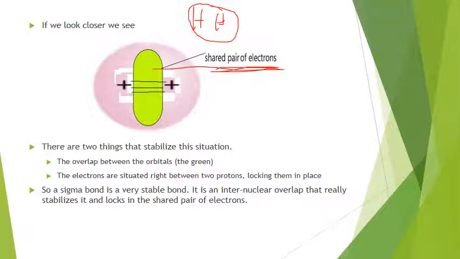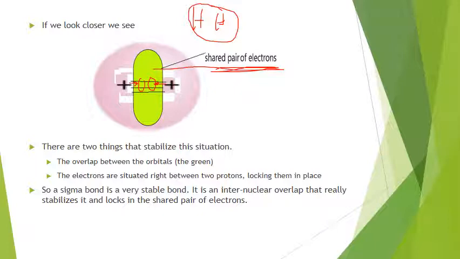the electrons. And the other thing is the electrons are held between the 2 protons, and so they're really stuck in there tight. So these 2 protons sort of lock these guys in really well. So you have an overlap between the orbitals, and the electron is situated right between the 2 protons, locking them in place. So that's why this bond forms: overlap and the interaction between the protons and electrons.